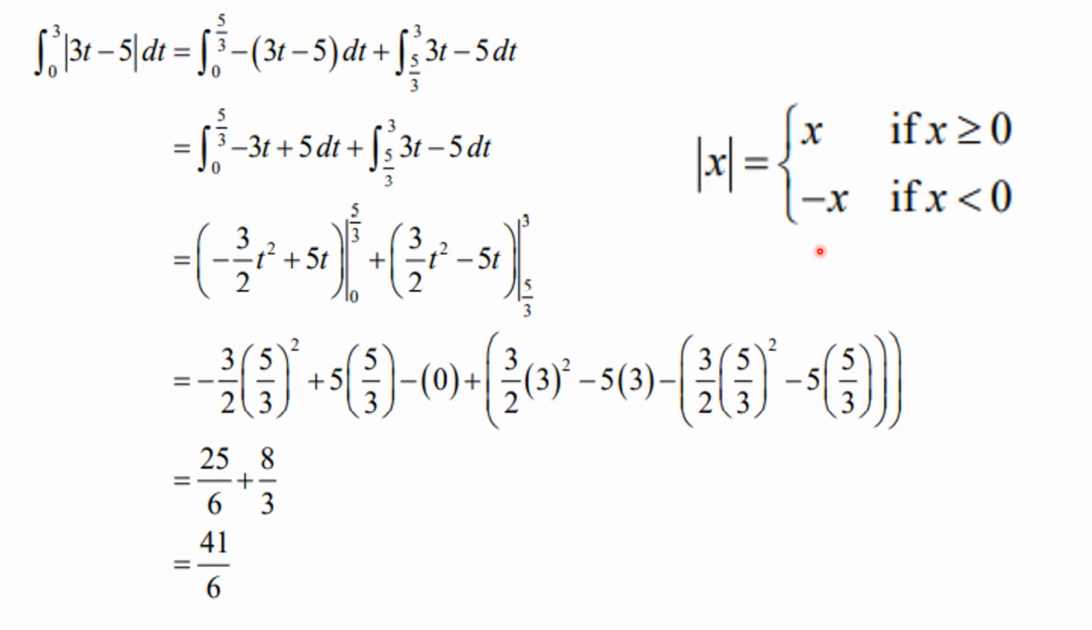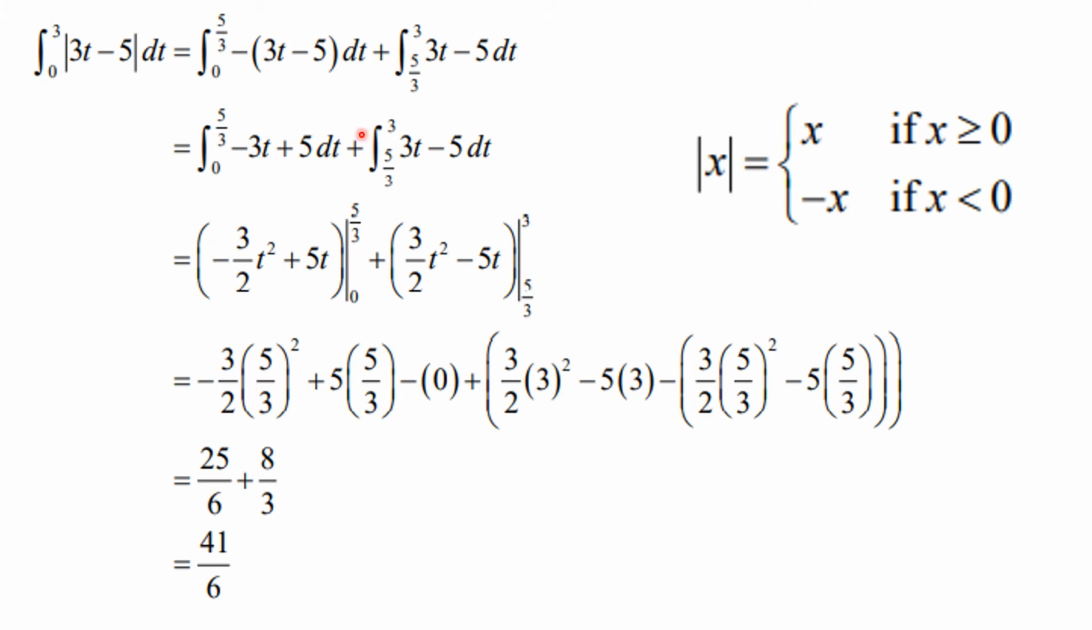Well, you know that the absolute value of x is x if x is bigger than or equal to 0, and it's -x if x is less than 0. So if I'm somewhere between 0 and 5/3, then 3t - 5 is negative, so it's going to be -(3t - 5). So we're down here because 3t - 5 is negative. But from 5/3 to 3, it's positive, and so it's just 3t - 5.